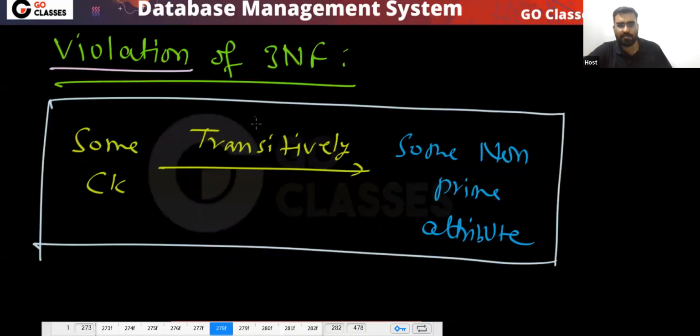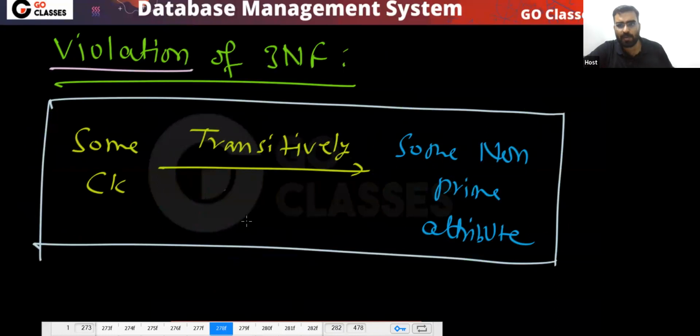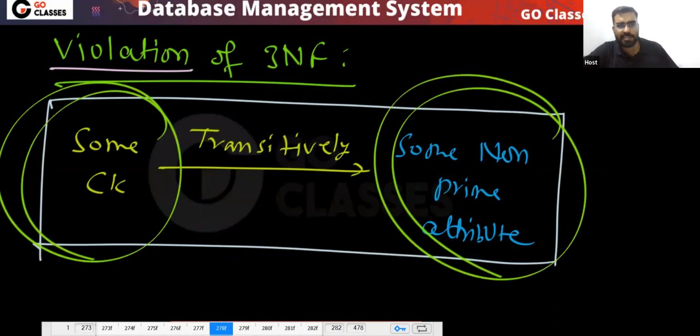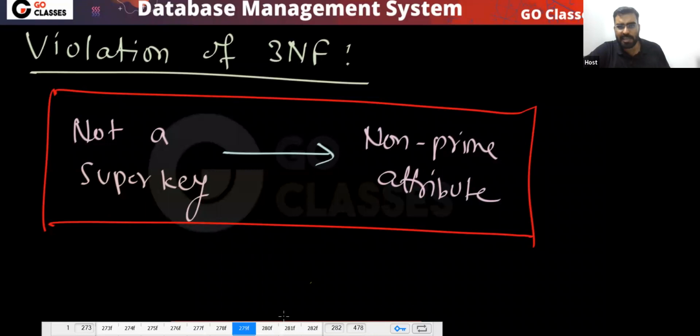Remember, this is the definition: some candidate key transitively determines some non-prime attribute. Now, I am saying that not a super key implies non-prime attribute is a violation. Why? Let me give you the proof. Because if this happens, then this will happen.